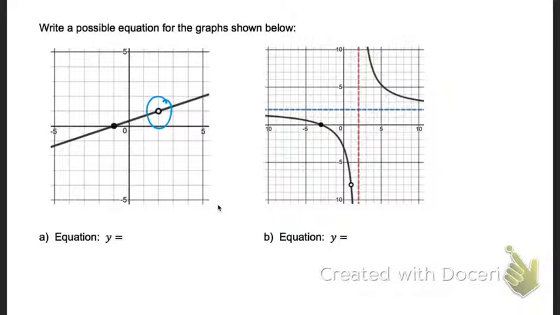We've got a hole at 2. What's the y value? 1. So basically at x equals 2, we've got a hole. And then there's an x-intercept at negative 1, so -1, 0. What about the y-intercept? Could we figure that out? It looks like 1/3. How did you figure that out? Just eyeballing it. And the slope is up 1 over 3.